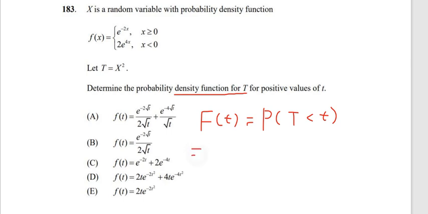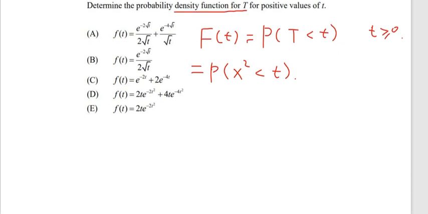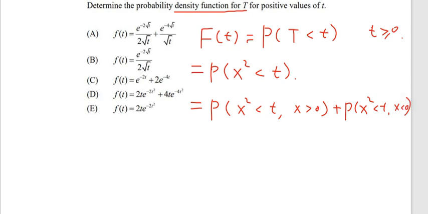Here T is X squared, so we need X squared less than t, where t is larger than 0. Since X squared is involved, we split it into two parts: X squared less than t with X larger than 0, plus X squared less than t with X less than 0.